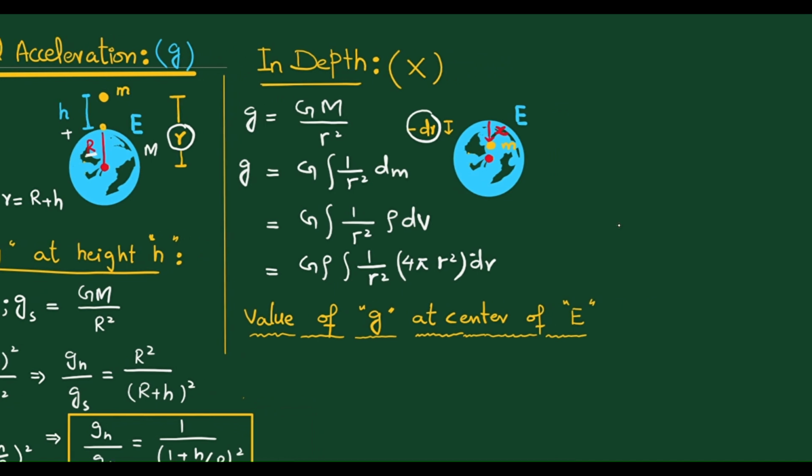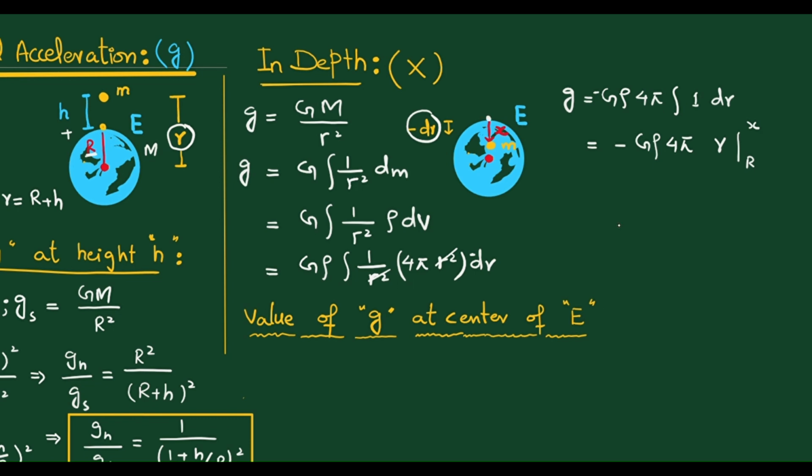Now g will become capital G, density. In the integration, this r square and r square will cancel out, and the 4 pi also comes out from the integral, and the minus also comes out from the integral, and we will be left with just 1 dr. The integration of 1 dr is minus capital G rho 4 pi, and the integration of 1 dr is just 1, and we will take the limit from capital R to x.